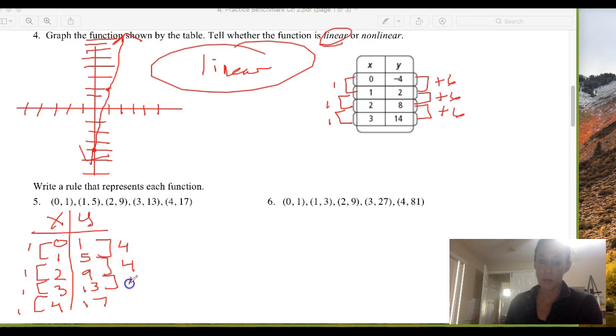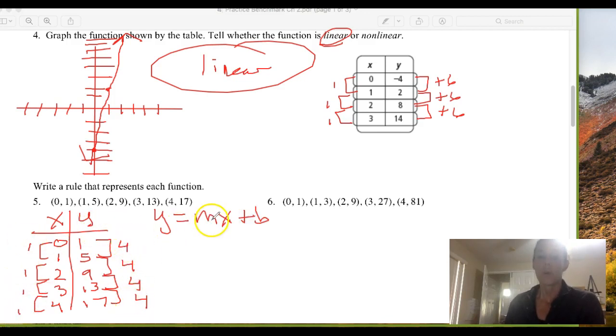From 9 to 13, I add 4. From 13 to 17, I add 4. So it is constant. Because it is constant, I am linear, so I can use y equals mx plus b. I can use this form whenever I have a constant change.